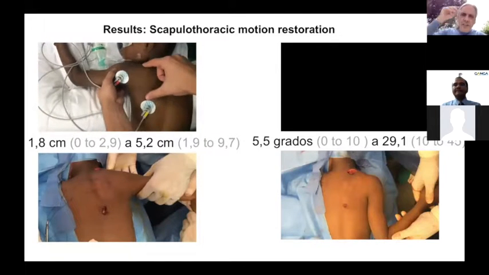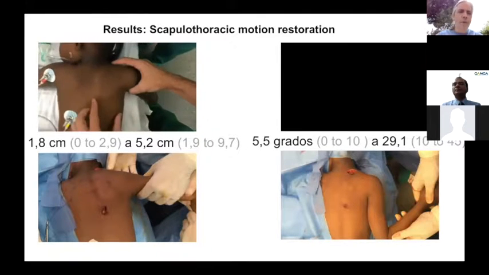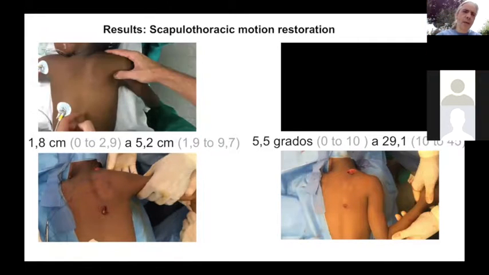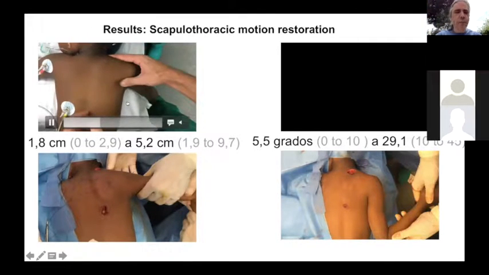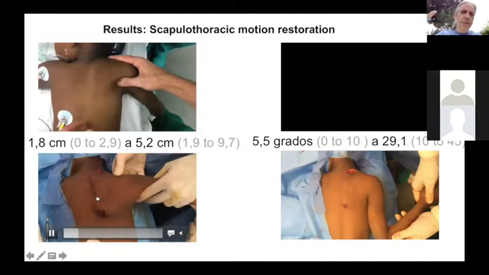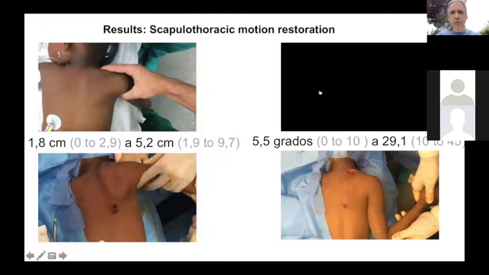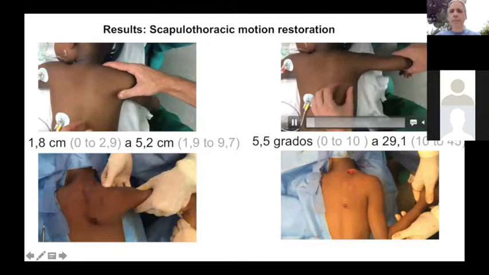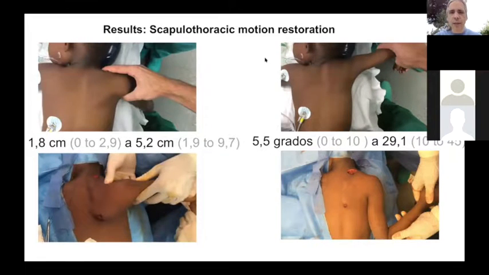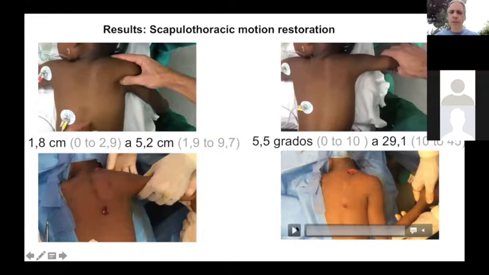And then we checked the scapulothoracic motion. I've never seen this analysis in another paper. So we checked the vertical scapulothoracic translation bilaterally, pre and post-op. You can see here how we gained a mean of 4 centimeters of translation. We also checked the rotation of the scapula. There is a decrease of rotation of the scapula, and we gained a mean of 25 degrees of scapular rotation.